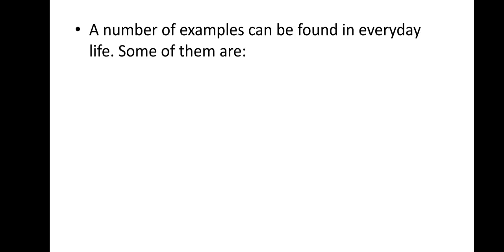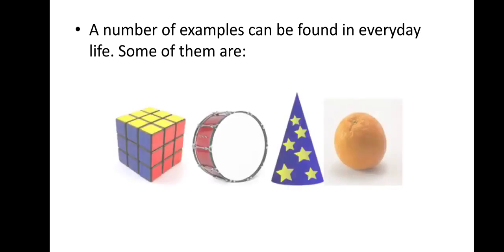A number of examples can be found in everyday life. I have tried to show a few of them in this slide. The first one is a Rubik's Cube. You must have seen or used it. The next one is a drum. Then it can be a birthday cap, which you can look at as an inverted cone. And the last one is the orange, which you eat normally in your daily life. Another example is the room in which you are sitting, which is an example of three dimensions. It has length, breadth and height. Or the laptop screen which you are looking at is also an example of a three-dimensional figure. So likewise, in our vicinity, we see several 3D objects.